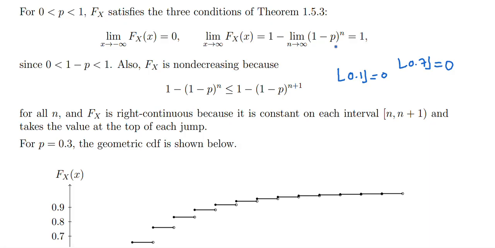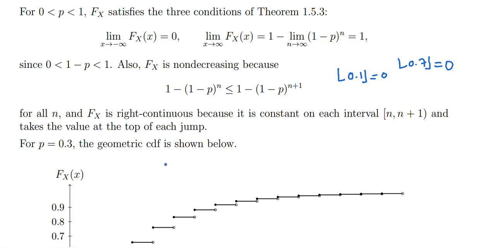Yeah, I was wrong. So this is the greatest integer function. It will give you the greatest number n to n plus 1. It will give you n. So it takes the jump at each top of each jump.